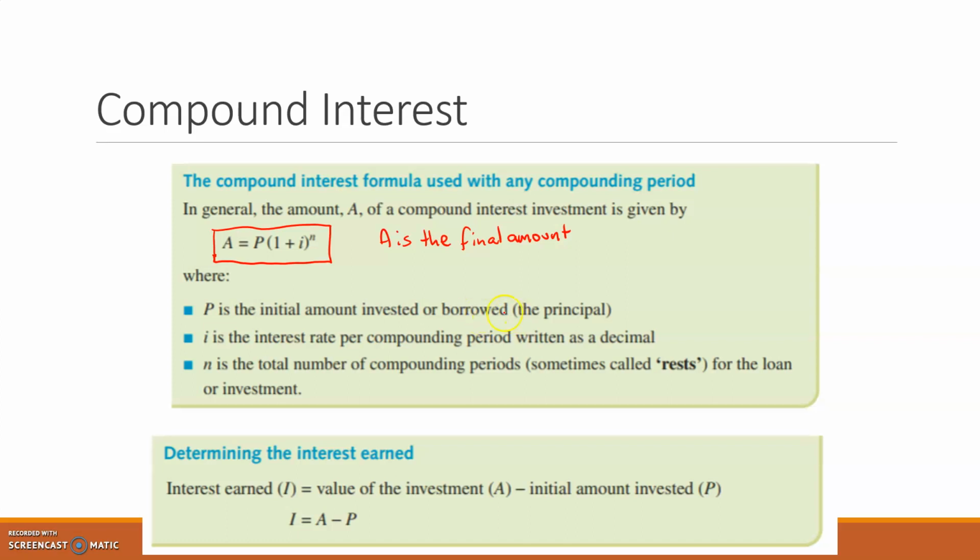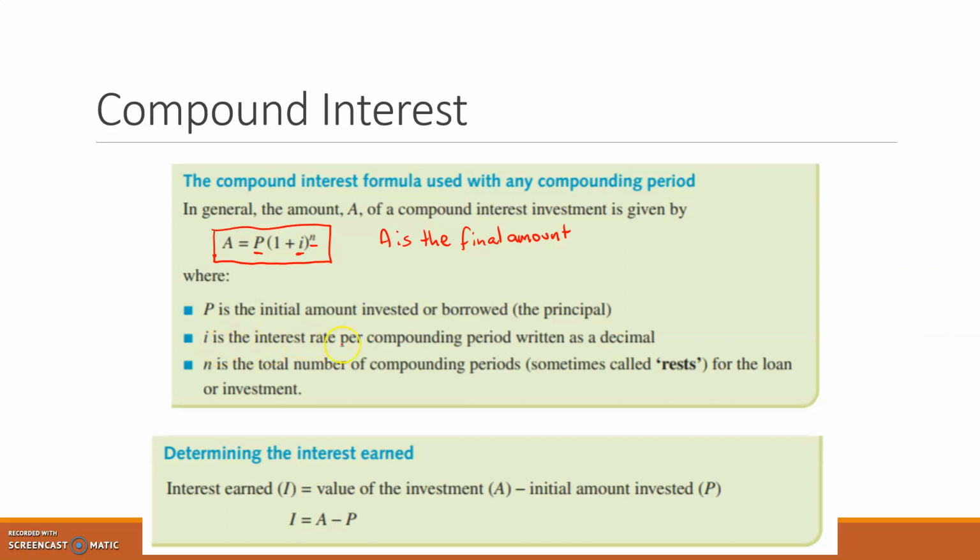Now the other letters will actually be quite familiar from simple interest. P is the principal, the starting amount of money. I is the interest rate converted to a decimal. And N is the number of time periods, or number of compounding periods, sorry, that the loan goes over. So this is where compounding periods becomes important, with both the letter I and the letter N. And I'll do an example that demonstrates it as well, but I'll just talk about it now too.